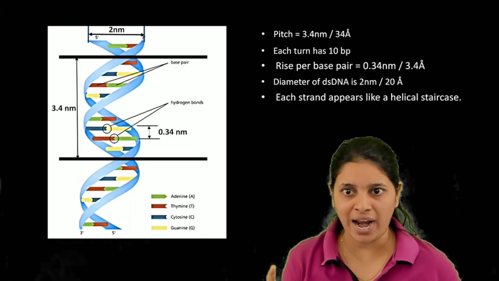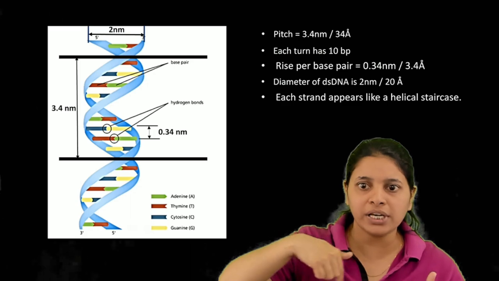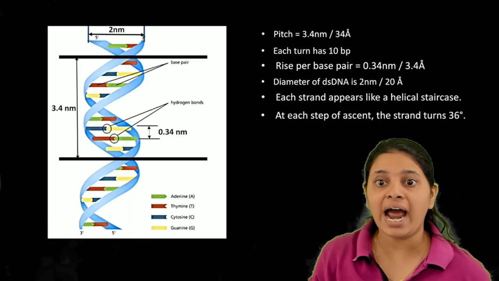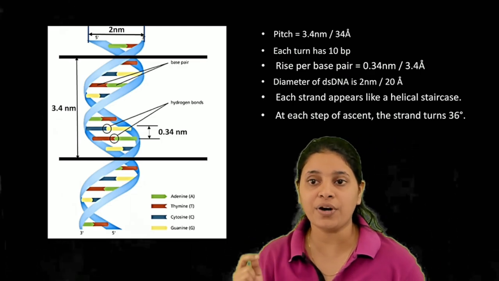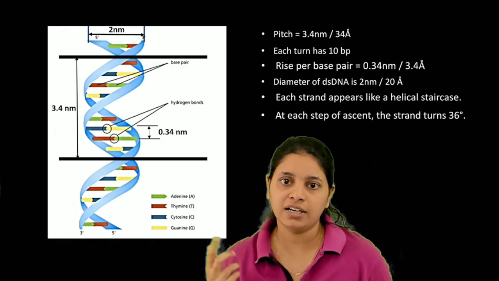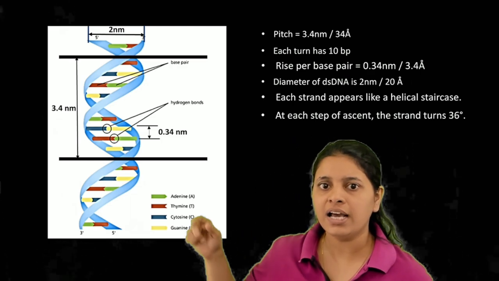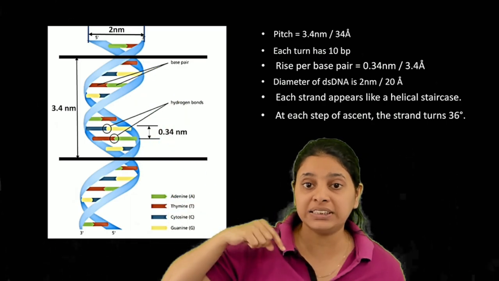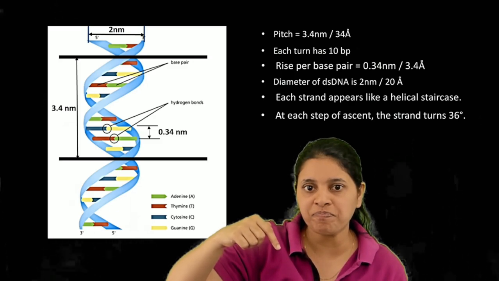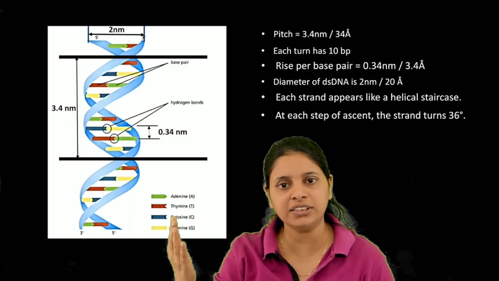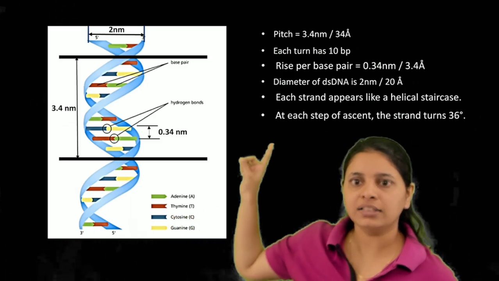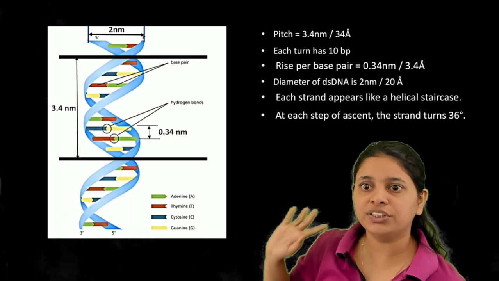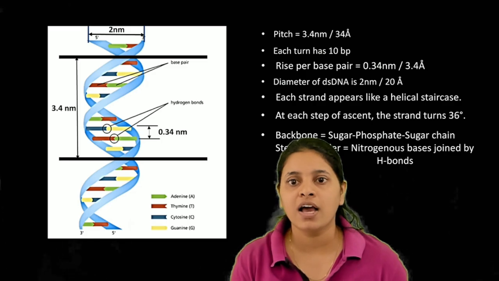Next, each strand in this double-stranded structure is actually twisted in a helical, staircase-like fashion, right? At each step of ascent, the strand turns 36 degrees. Now, this is also very easy to understand. One complete turn means 360 degrees, and there are 10 base pairs. So, 360 divided by 10 will be the angle between adjacent base pairs, which is 36 degrees.